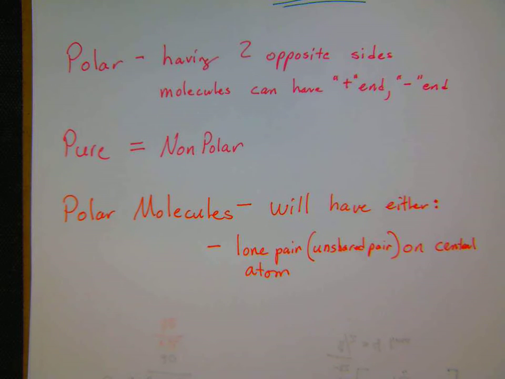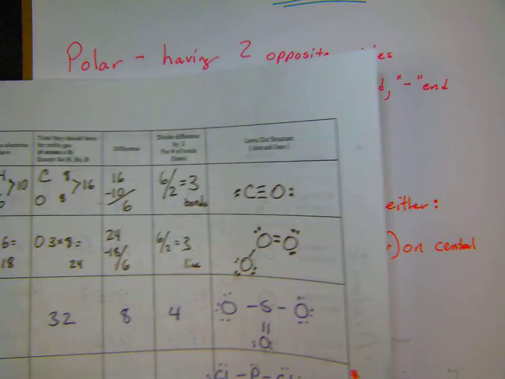Okay? So you guys know what the central atom is, right? I've asked you that before. What is the central atom? The one in the middle. The central atom is the one in the middle. Now, what does a lone pair, or an unshared pair, look like on your drawing? Dots, right. So if you have dots on the middle atom, it's going to be polar. You understand that?